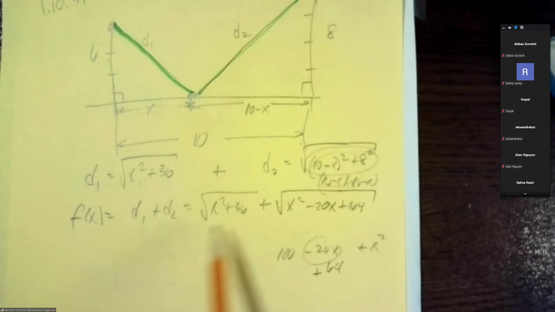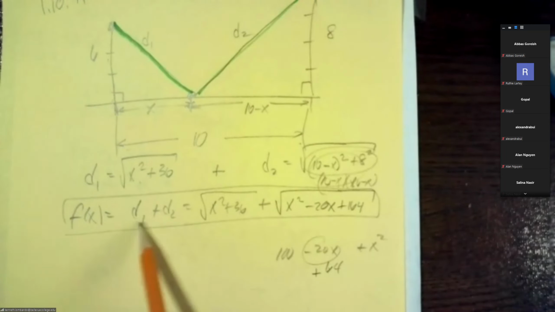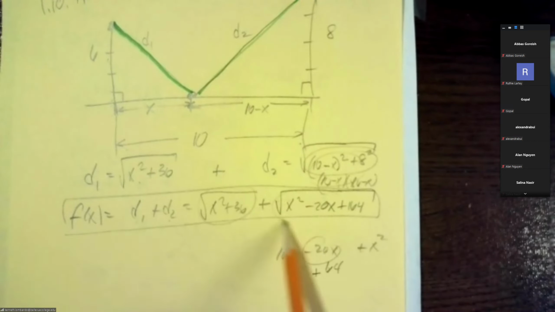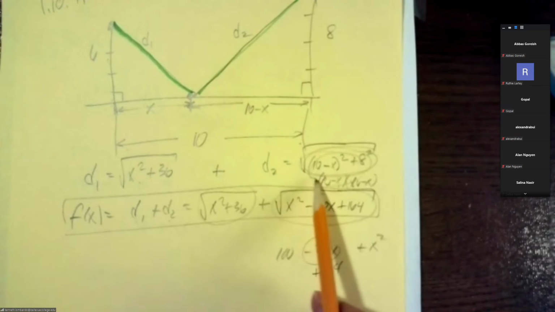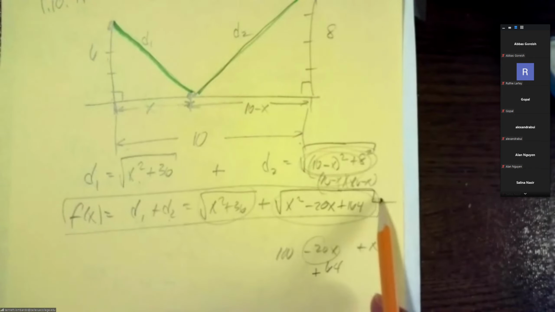Okay, so we've got f of x equals d1 plus d2. Here's d1, here's d2. We just had to simplify this to get d2. So it looks like the function is the square root of x squared plus 36, plus the square root of x squared minus 20x plus 164, and we just leave it in that form. Make sense? Could you please, for D2, explain how you simplified it?